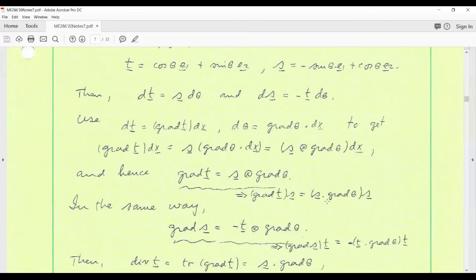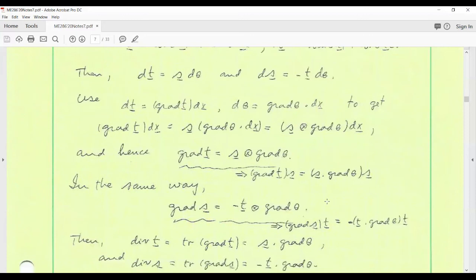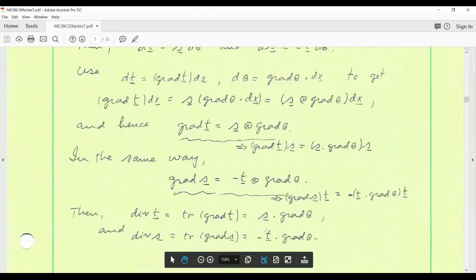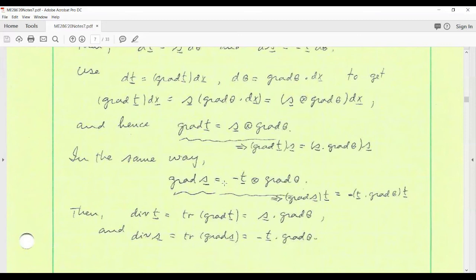And I also need a div t in the equilibrium equation. Div t is trace grad t, that's easy. That's just the trace converts this tensor product to a dot product, and I get s dot grad theta. Same procedure gives you gradient of the vector s is minus t tensor product grad theta, grad s on t minus t dot grad theta with a t left over, and div s is trace grad s minus t dot grad theta.